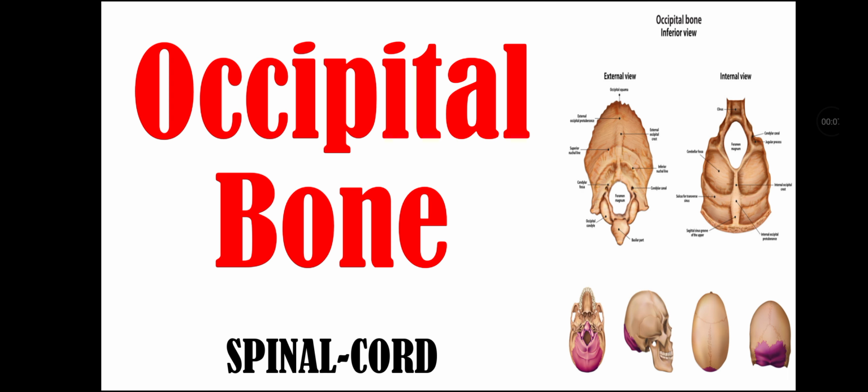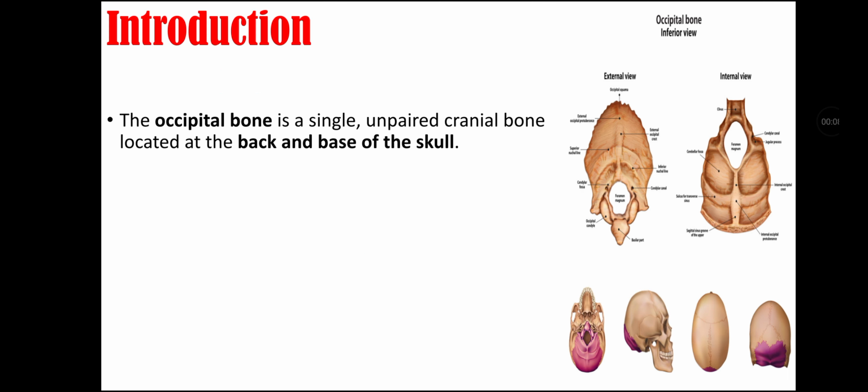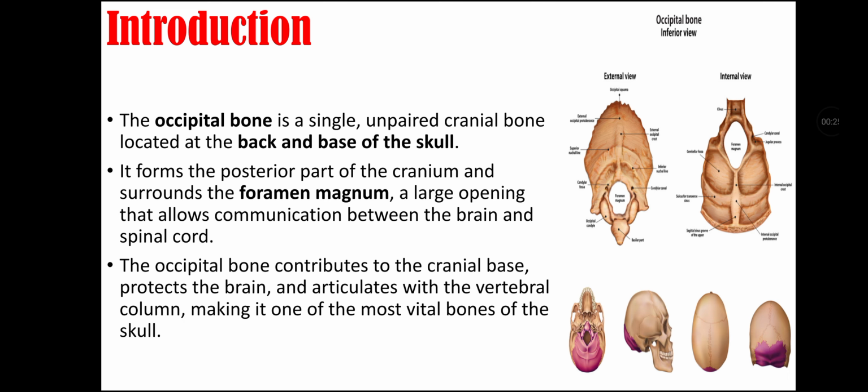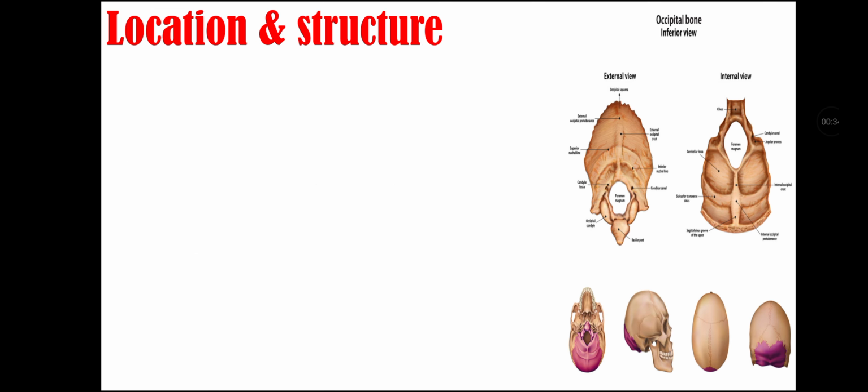So let's start our topic with introduction. Occipital bone is a single unpaired cranial bone that is located at the back and base of the skull. It forms the posterior part of cranium and surrounds the foramen magnum. That is a large opening that allows communication between brain and spinal cord. Occipital bone contributes to the cranial base, it protects the brain, and articulates with vertebral column, thus making it one of the most vital bones of the skull.